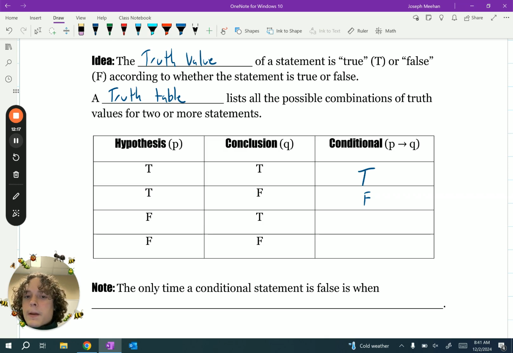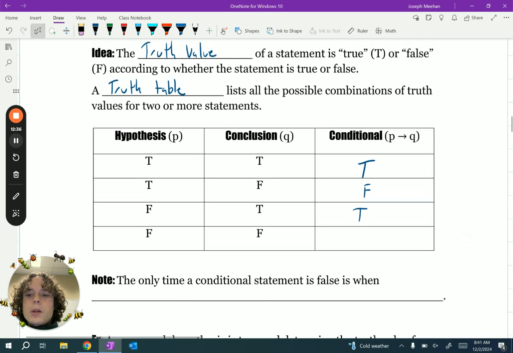If the hypothesis is false and the conclusion is true, this means the conditional itself is going to be true. So that's a little funky to understand. If we have a false hypothesis and a true conclusion, that means the conditional itself is going to be true. And then the last one, if the hypothesis is false and the conclusion is false, then the conditional is going to be true.